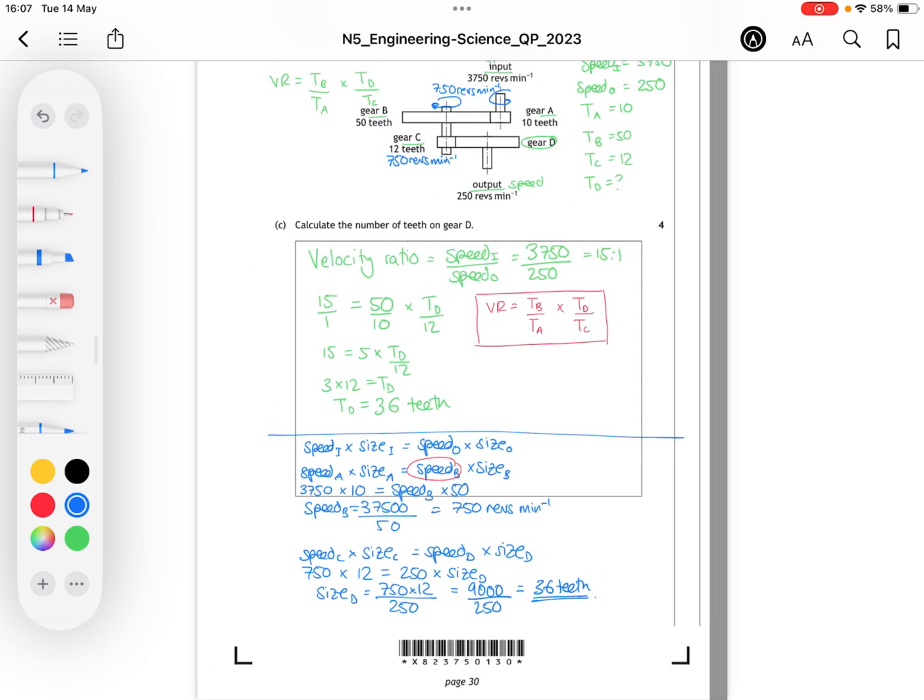My preferred method is the green, which is why I did it first, but it does require you to memorise this. And so if that's not your bag, then perhaps you want to go for the blue method, which is a bit more wordy, but gets you the answer exactly the same.